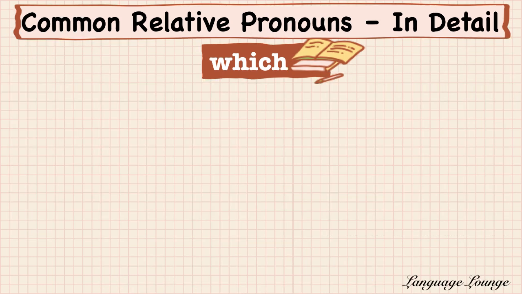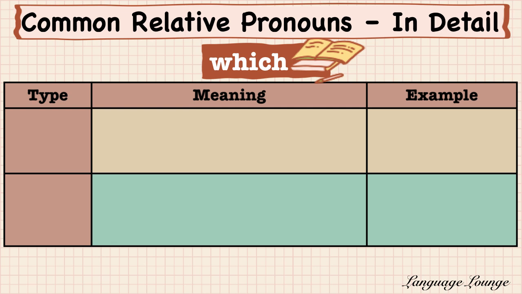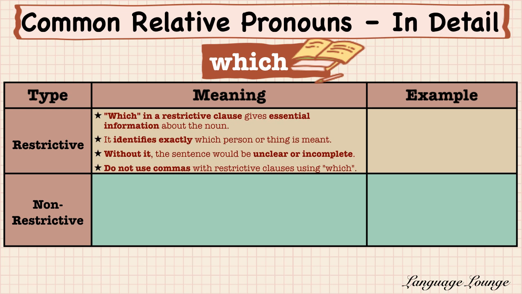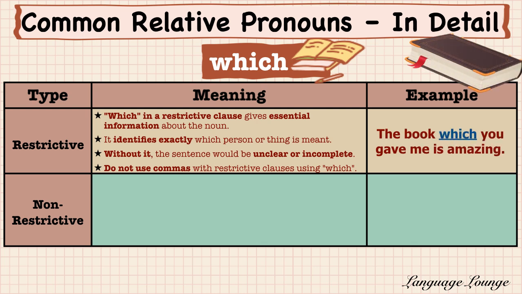Understanding which in sentences. The word which can be used in 2 different ways in sentences, in restrictive and non-restrictive clauses. The difference between them affects both the meaning and the punctuation of the sentence. Restrictive use of which. When which is used in a restrictive clause, it provides essential information. It tells us exactly which one we are talking about. Without this part of the sentence, the meaning would be unclear. Important, do not use commas with restrictive clauses. Example, the book which you gave me is amazing.